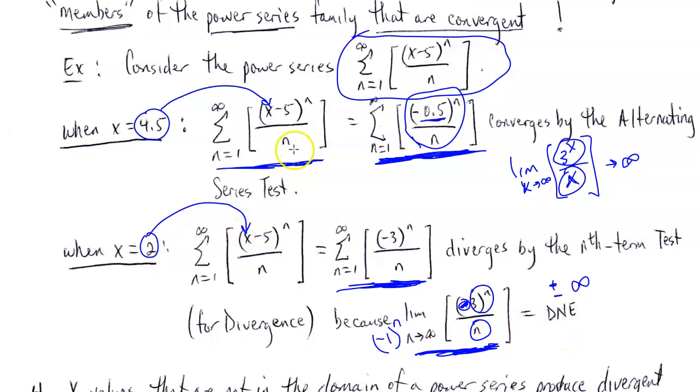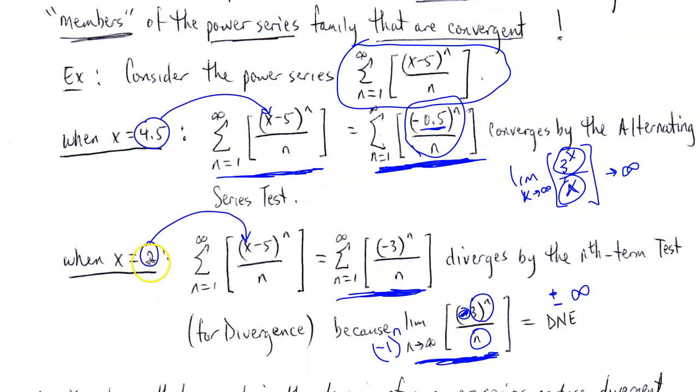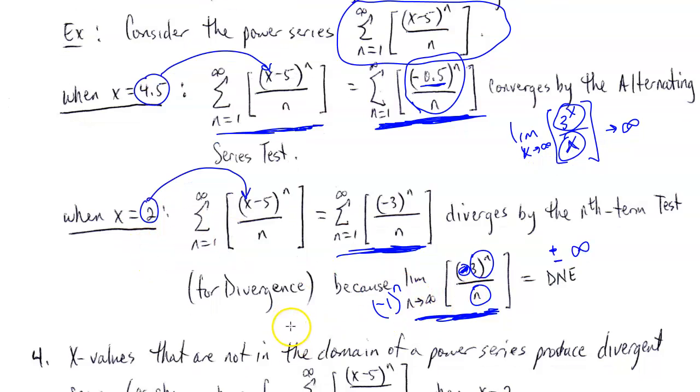Okay. So we see an instance where we plug an x value into a power series and it extracts out an infinite series that converges. And we've seen an example where when we plug it in, the corresponding infinite series that is extracted as a result diverges. Okay. All right.